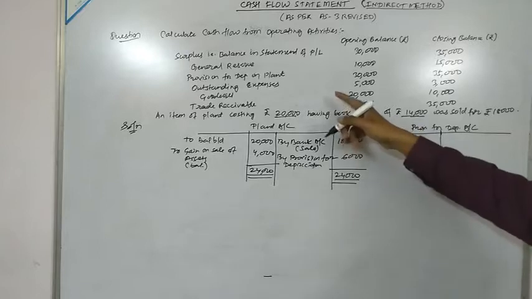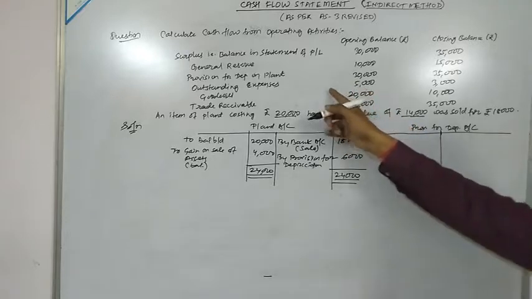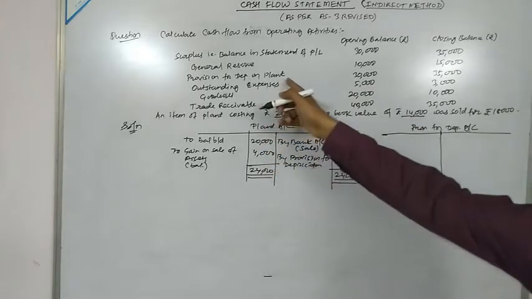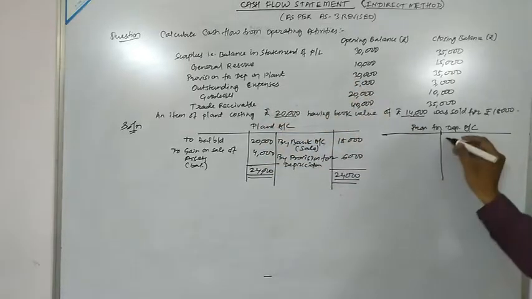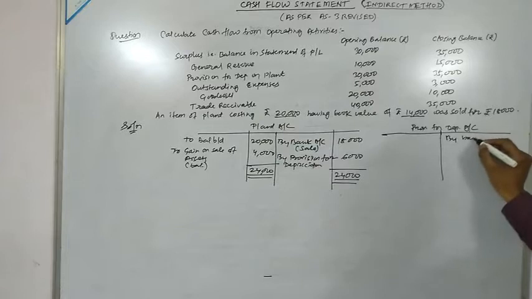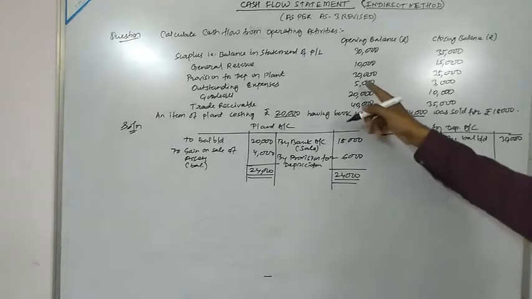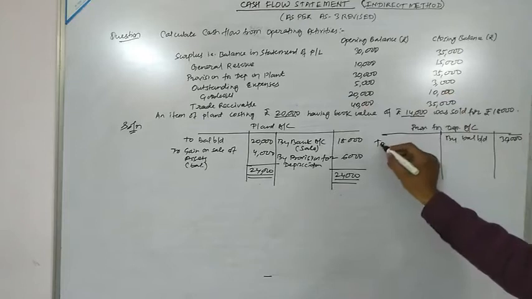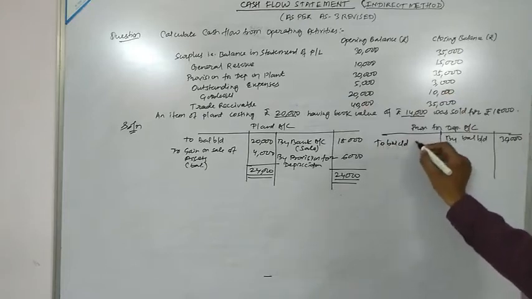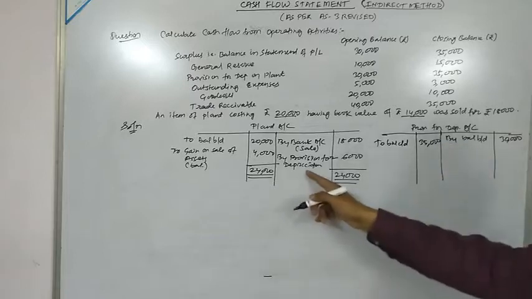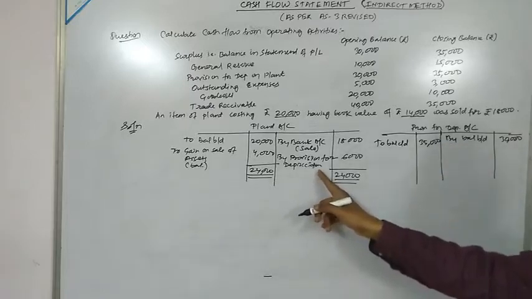So opening balance, remember, this is a liability. Provision for depreciation account is a liability, so opening balance will show your credit balance. So 30,000 is there. So what we have to write? By balance brought down. Opening balance is 30,000. Now what is the closing balance? Closing balance is 35,000, so to balance carry down, closing balance is 35,000.